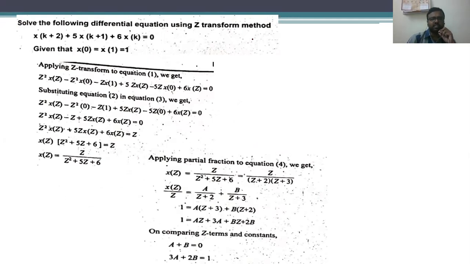That is, applying the z transform for this difference equation, we are going to get z square into X of z minus z square into x of 0 minus z into x of 1. It is the z transform of the function x of k plus 2. Similarly, for x of k plus 1 it is 5 into z into X of z minus z into x of 0.